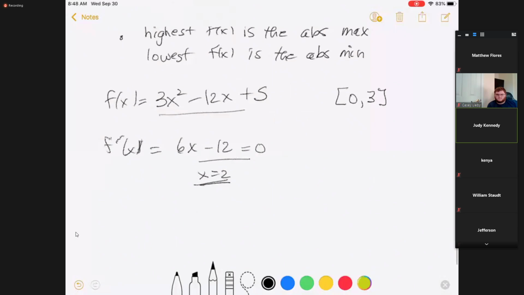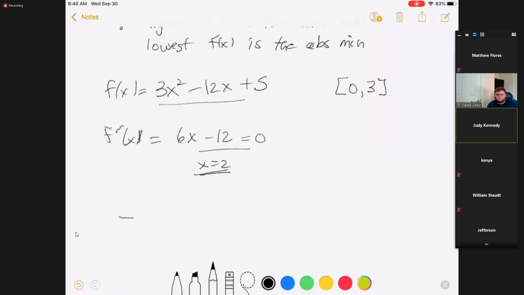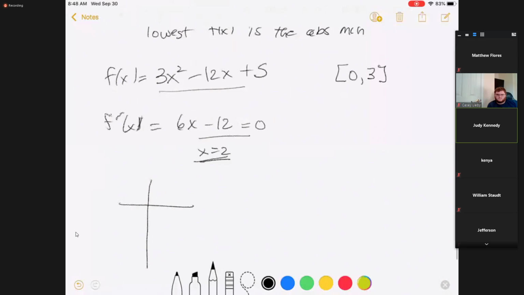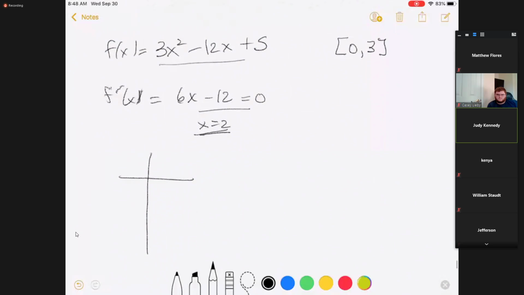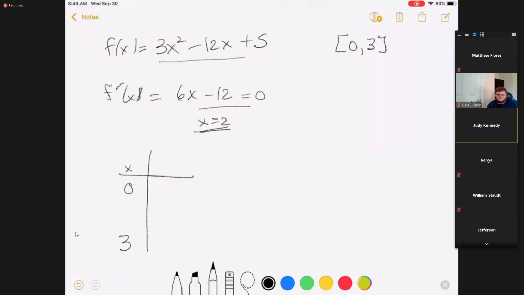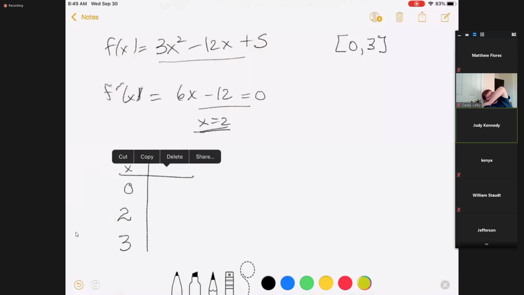So my list then is going to have the endpoints 0 and 3, and then in between any critical numbers. Okay, and 2 is the only critical number. So we just have 3 possibilities here.